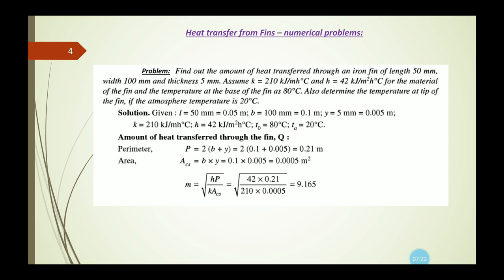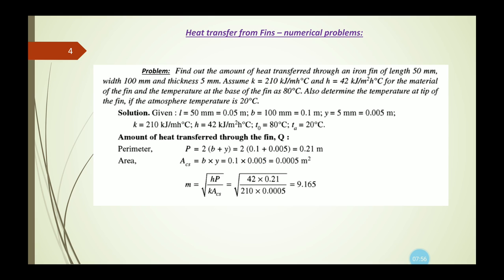The fin length is given as L equals 50 mm, which is 0.05 meter. The width of this fin is given as 100 mm, which is 0.1 meter, and the thickness is given as 5 mm. K and h, the thermal conductivity and convective heat transfer coefficient, are also given. T naught is the temperature at the base of the fin, and T a is the ambient or atmospheric temperature, which is given here as 20 degrees centigrade.